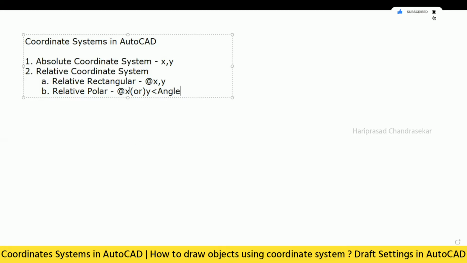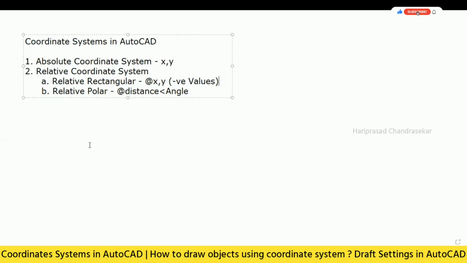Okay, we can mention at, distance, less than, angle. The distance can be in the x direction or y direction, and here we can also have minus values in this coordinate system. Okay, we will see one by one what all the things are.